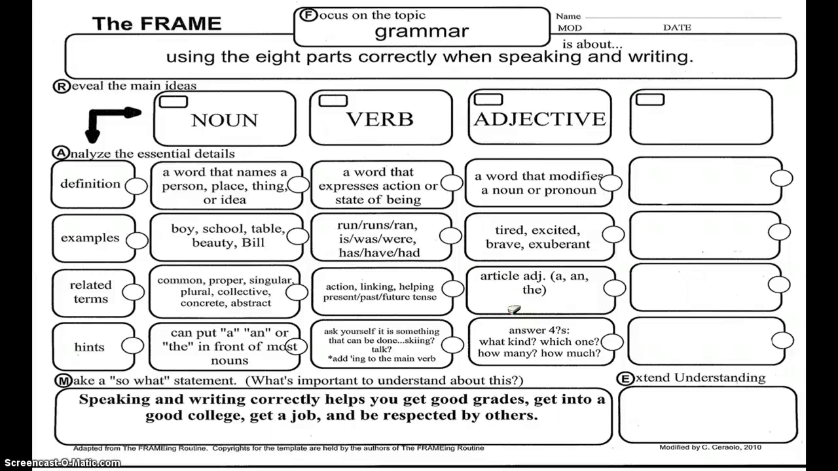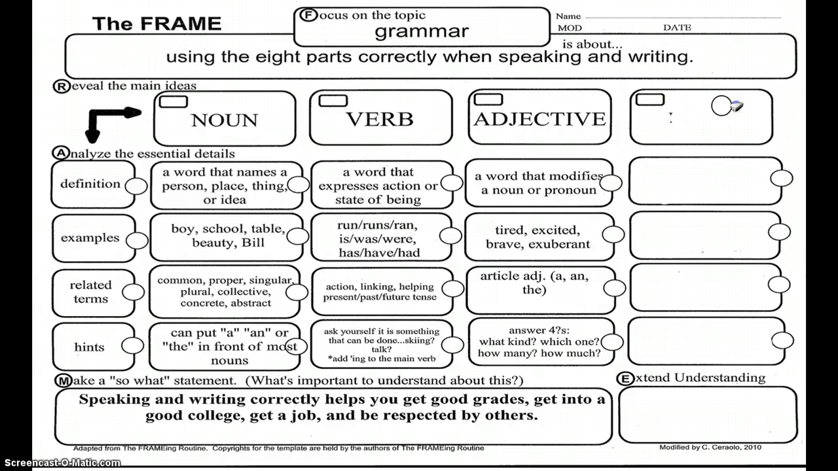Another way to recognize adjectives is by answering questions. What kind of person? A tired person. Which one did you want? That one. How many different ways can you say said? 1,000. How much does that cost? $5. So we can use these questions to help us recognize adjectives within a sentence.